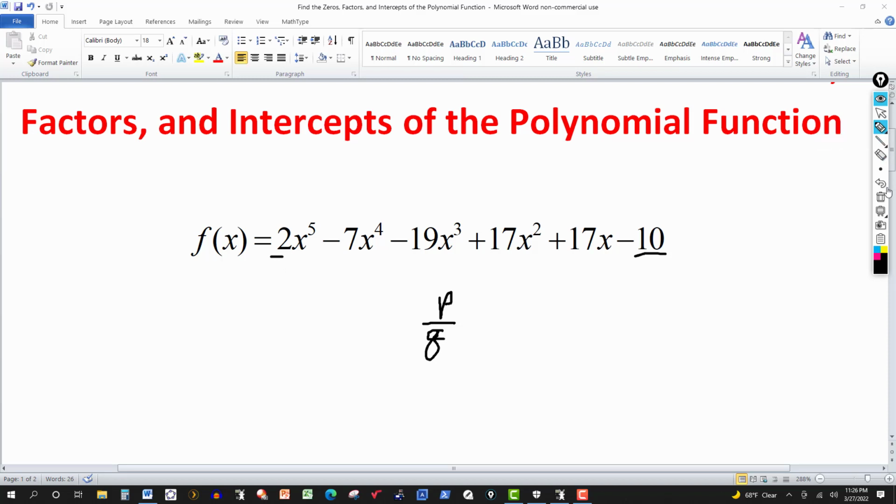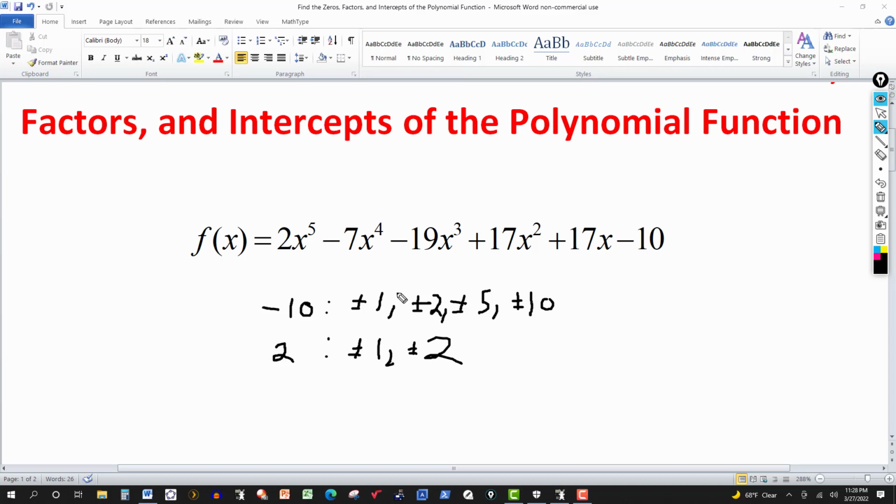So it works like this. We take negative 10 and list all the factors, the numbers that divide negative 10. So it would be plus or minus 1, plus or minus 2, plus or minus 5, plus or minus 10. And I look at the factors of the first term, which is 2. Now if that first term had a coefficient of 1, then the factors of negative 10 would be the possible rational zeros. But guess what the theorem says? The factors of 2: plus or minus 1, plus or minus 2.